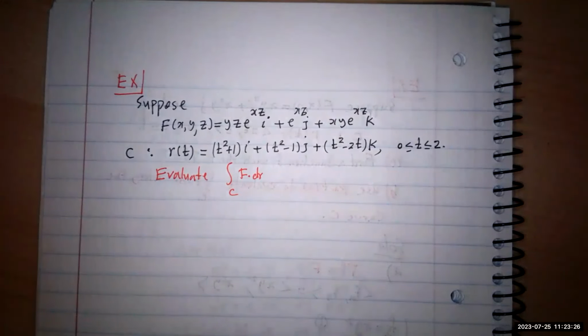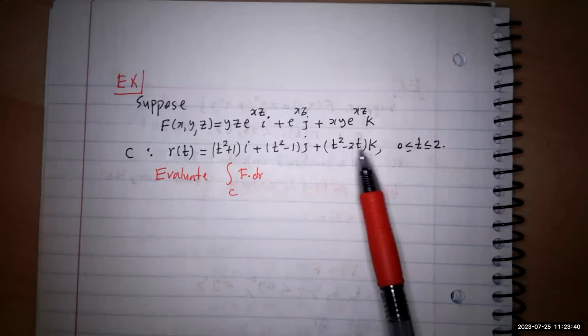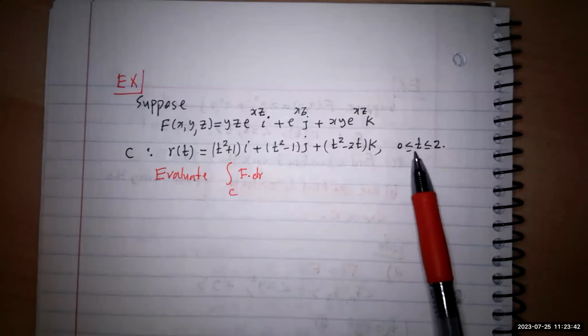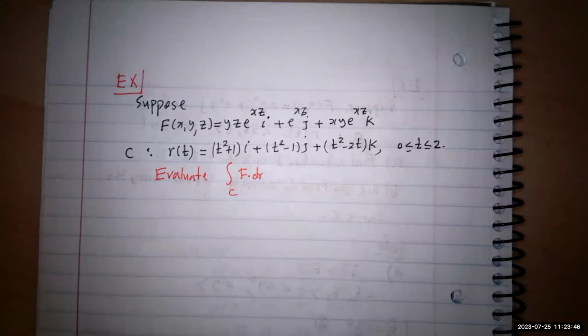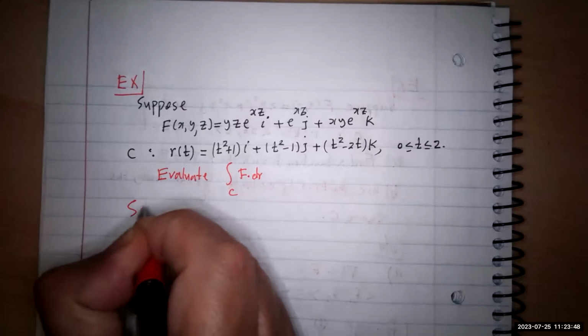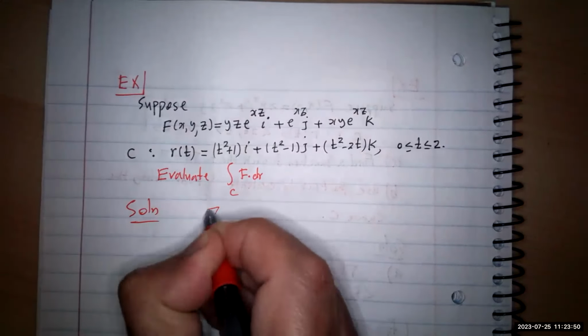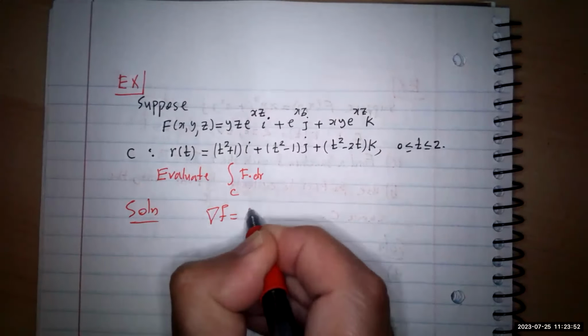Again, you can do it directly if you like. It takes quite a while to do it. But the other part is like the one that we did. We check to see if it's going to be a conservative field. If it's going to be conservative, then we can evaluate the integral by evaluation at the endpoints, when t equals 0 and t equals 2. So the first part is, can you find a function whose gradient is equal to F?